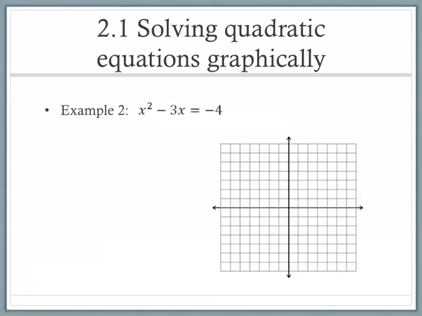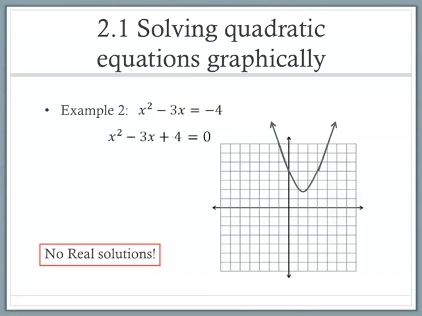Here's our next example. We have x squared minus 3x equals negative 4. Now, unlike the first example, this one has things on both sides of the equation. What we want to do is move everything over to one side so that we can put that entire thing into the y equals. So in this case, I would move the minus 4 over to the left, and we would have x squared minus 3x plus 4. And graphing it, we will have a parabola, but this parabola does not have any x-intercepts. In this case, this means that there are no real solutions to this equation.